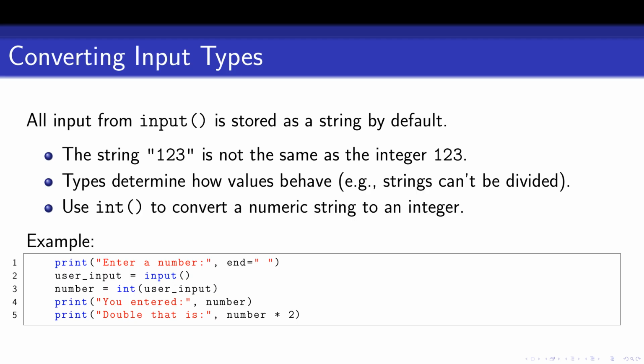To handle this, Python provides the int function, which converts a numeric string into an integer. In the example here, the program prompts the user to enter a number, stores it as a string, then converts it to an integer using int. Once converted, we can do math with it, like doubling it, and display the result. This introduces the important concept of type conversion, and also reminds us that user input must be carefully handled before it can be used in calculations.